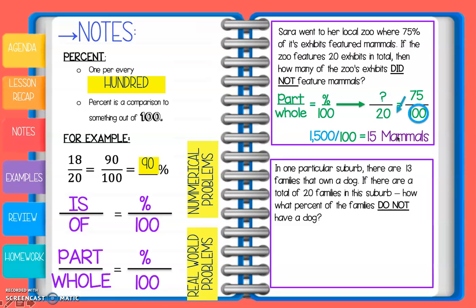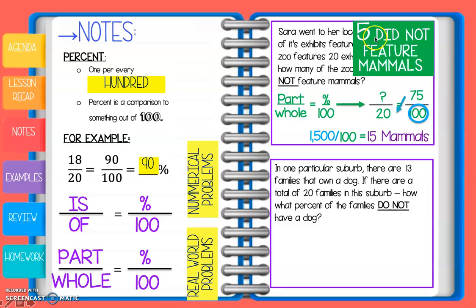But the question doesn't ask that. The question says, how many did not feature mammals? So what we're going to have to do is take the 20 total exhibits minus the 15 that did feature mammals and get that 5 exhibits did not feature mammals. So that last step is really important, where you take the total minus the 15 that did to get the 5 that did not. If you look, that's bold, that's underlined, to help us remember that we've got one more thing to do after we find the percent.